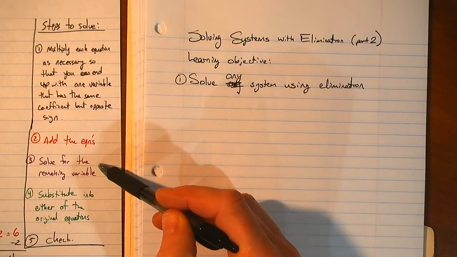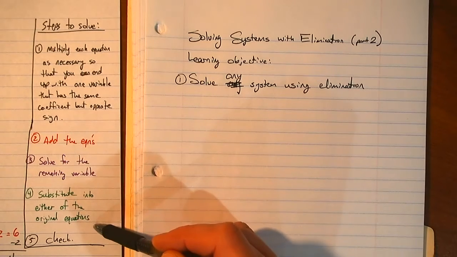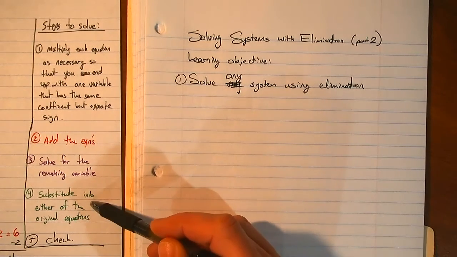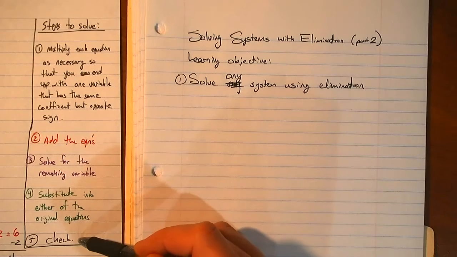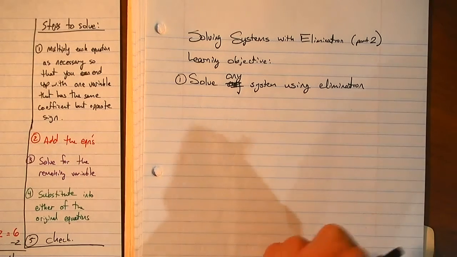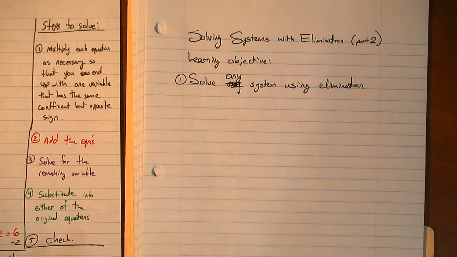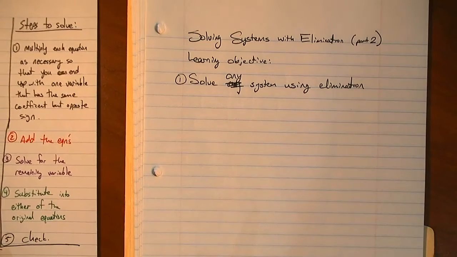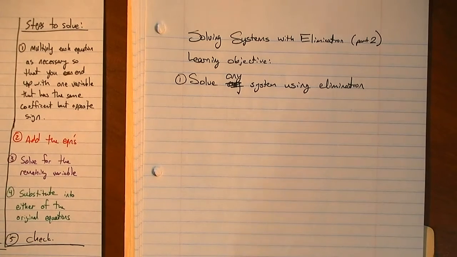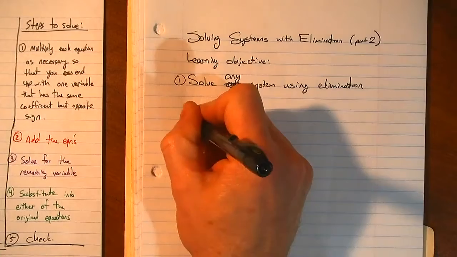Then with the part that's left, since it only has one variable in it, we'll be able to solve for that variable. And from that point forward, it's the same as substitution. Substitute it into one of the original equations. When you're done, you might want to check your answer. That's our basic process. I'm just going to leave that right here off to the side of the video so that we can reference it as we go through the examples in this video.